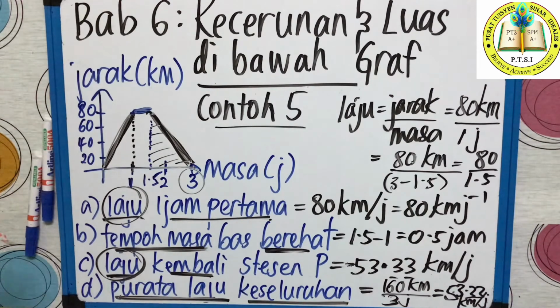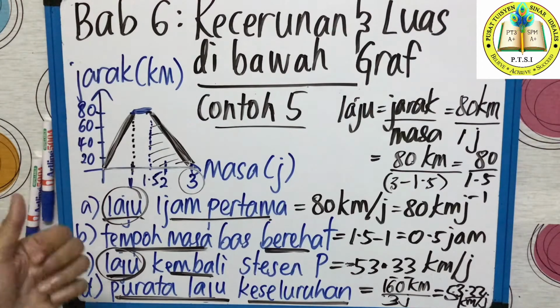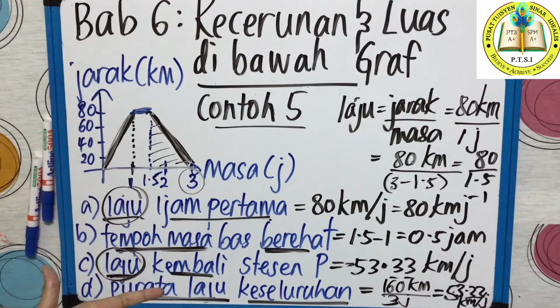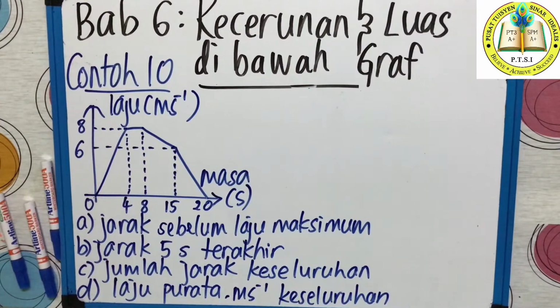Remember class, for jarak masa graph ataupun distance time graph, this is the question will always come out in exam. Laju, jarak bahagi masa. Tempoh masa, how long. Laju, jarak bahagi masa. Purata laju, average speed, total distance, divide by total time. So these are the formula that you need to know. Very simple and direct type of question. Class, now we go to the next example.